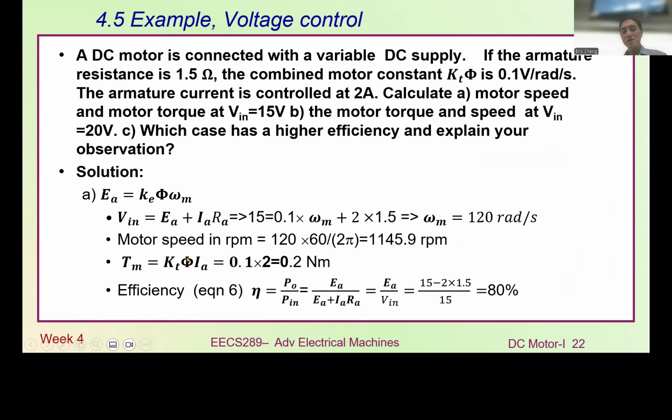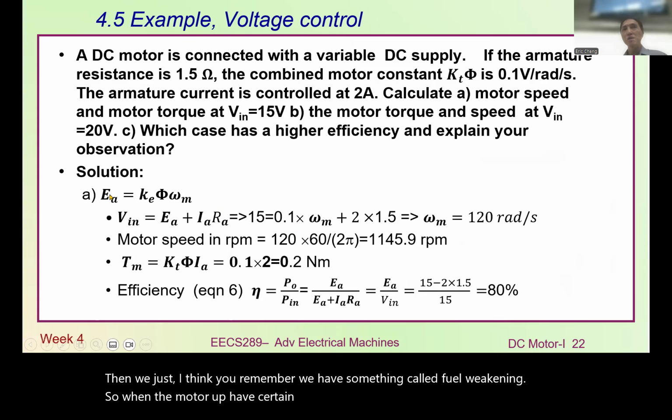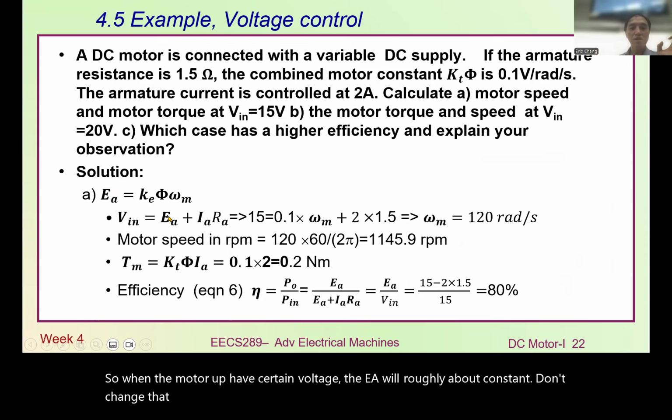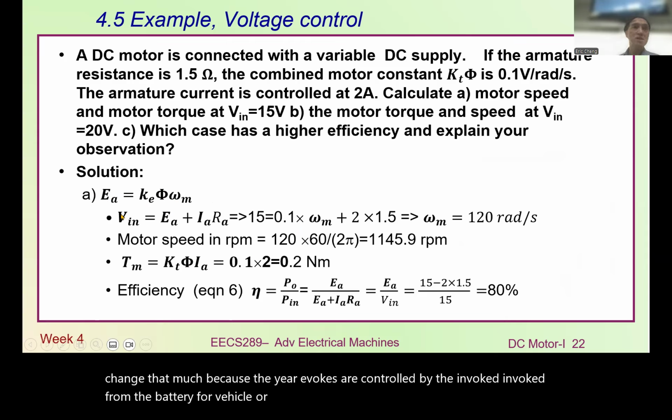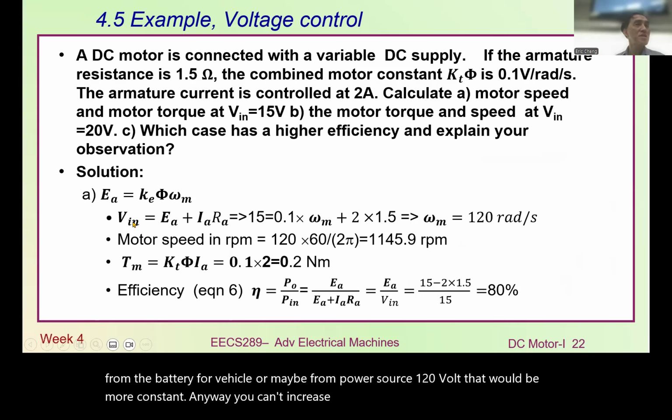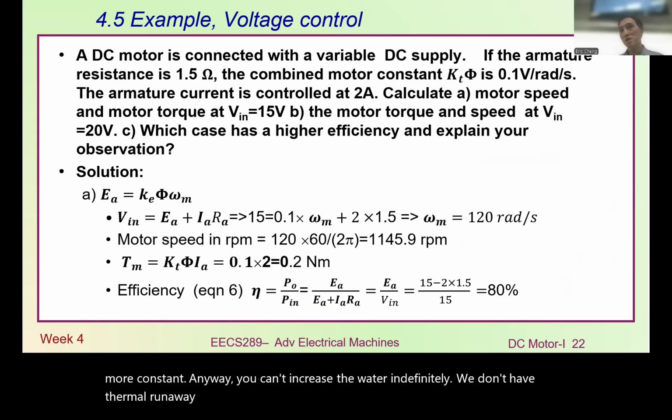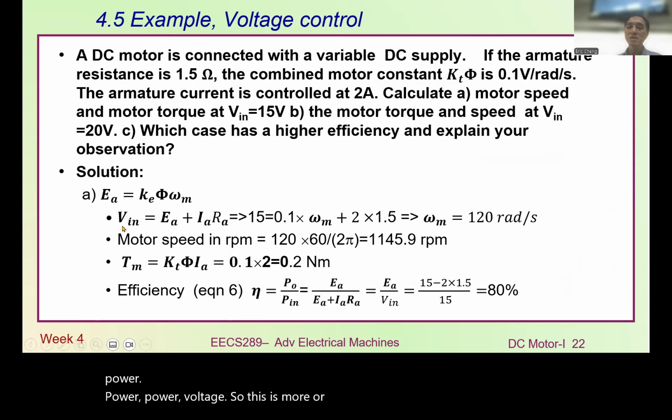If suddenly the thrust becomes lower, I think you remember, we have something called field weakening. When the motor has a certain voltage, the EA will be roughly constant. It doesn't change that much because the EA voltage is controlled by the input voltage, from the battery for a vehicle or maybe from a 120 volt power source, which will be more constant anyway. You can't increase the voltage indefinitely. We don't have thermal runaway voltage, because voltage is controlled by the battery or the input power voltage. So this more or less has an upper limit.